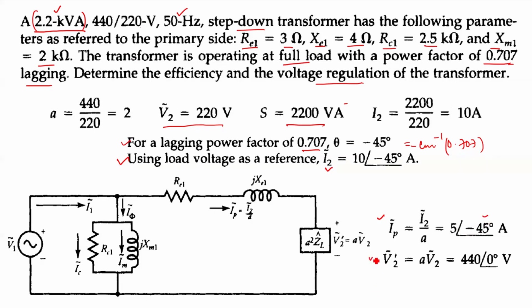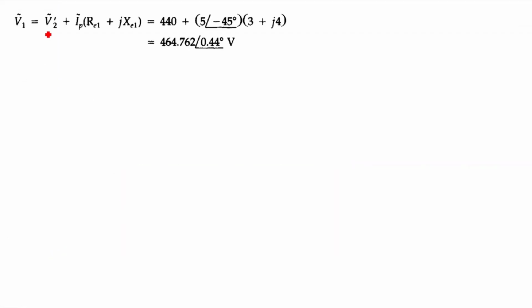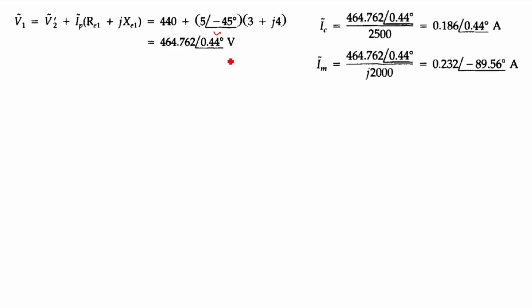And then I can find V2 dash, that is AV2, that will give me 440 angle 0 degree. So here AV2 is 440 angle 0 degree. Now I can find V1, right? So your V1 will be V2 dash plus IP into (RE1 plus jXE1). Just by substituting the values, you will get 464.762, angle 0.44 degree.